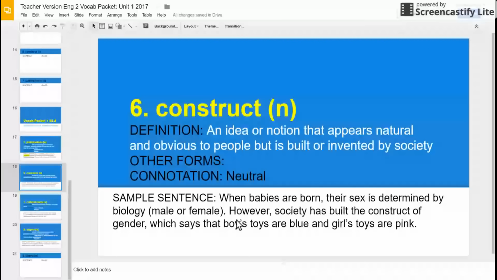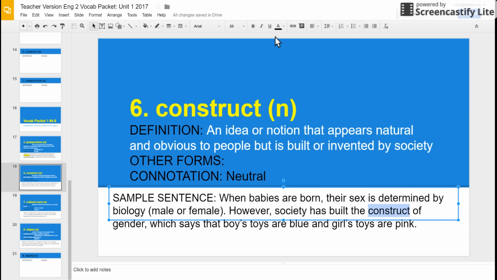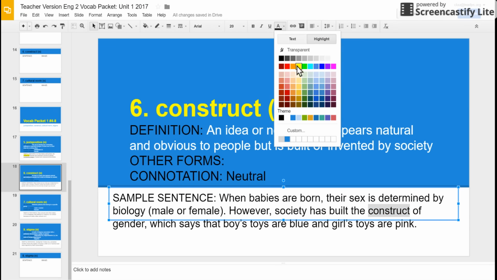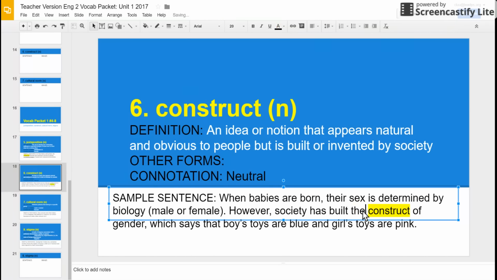So let's take a minute and look at our sample sentence. When babies are born, their sex is determined by biology. However, society has built the construct, so we're going to take a minute to highlight that key word here, of gender, which says that the boys' toys are blue and girls' toys are pink. Okay, so what can we underline here? I noticed this part about society and building, so I'm going to underline that.